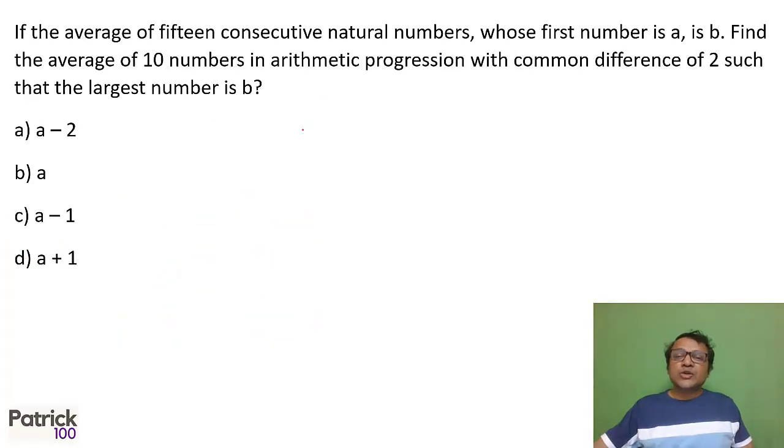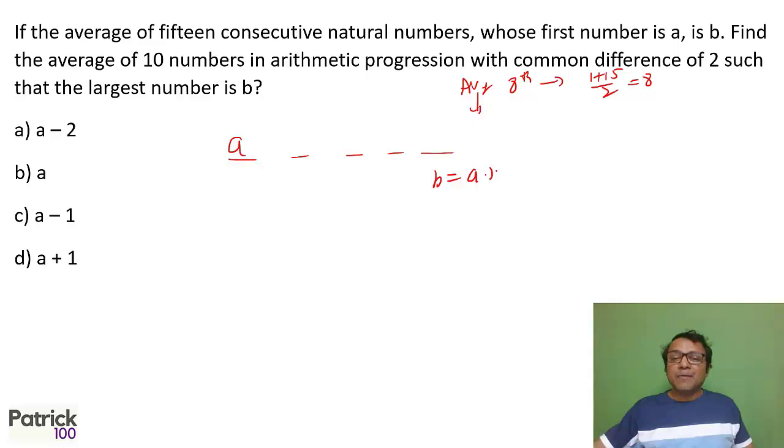Average of 15 consecutive natural numbers whose first number is A. If you have 15 consecutive numbers, the average is the middle number, which is the 8th number. How do you get 8? 1 plus 15 upon 2, first plus last divided by 2, which is 8. That means B is equal to A plus 7. That is the average.